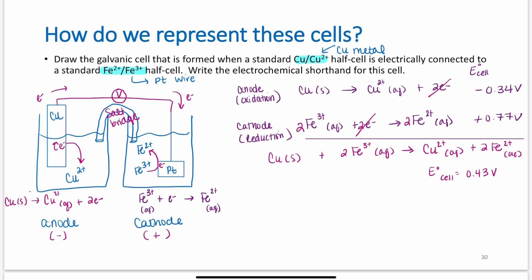So the one thing I haven't done yet is I haven't written the electrochemical shorthand. The reason I didn't do it is because I wanted to write out that cell reaction first, because the overall reaction is a great way for me to find my cell notation, because it's pretty much giving it to me the way it's written. This solid species here is my anode. Cell notation is always written anode to cathode, just like electrons travel. Electrons travel anode to cathode. I write my cell notation anode to cathode as well. So I've got my copper solid.